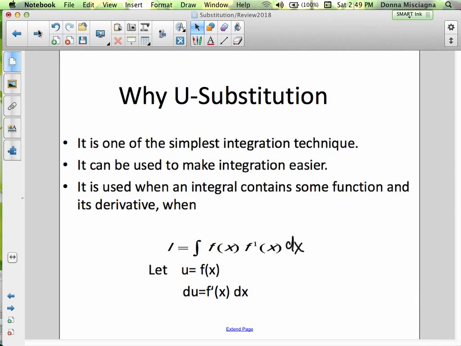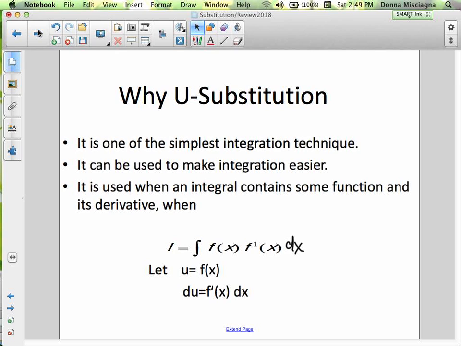Why u substitution? It's one of the simplest integration techniques. It can be used to make integration easier. It's used when an integral contains some function and its derivative. And without u substitution, there would be many integrals that we could not compute.